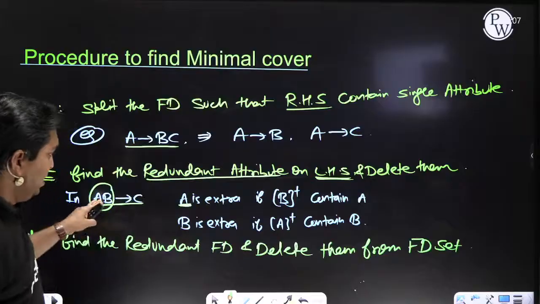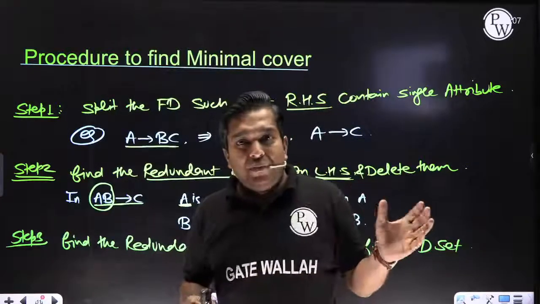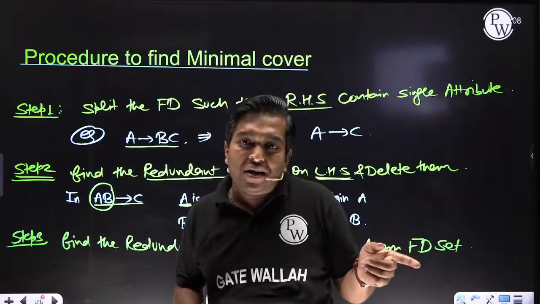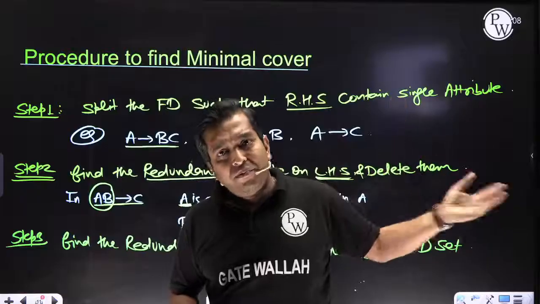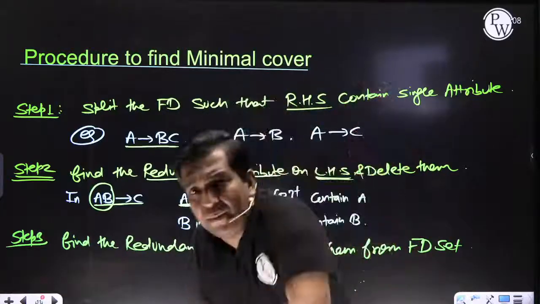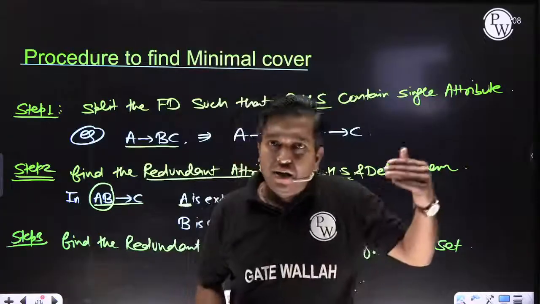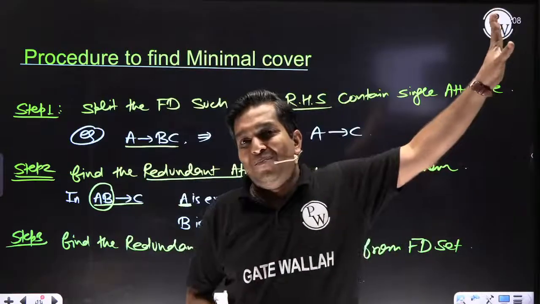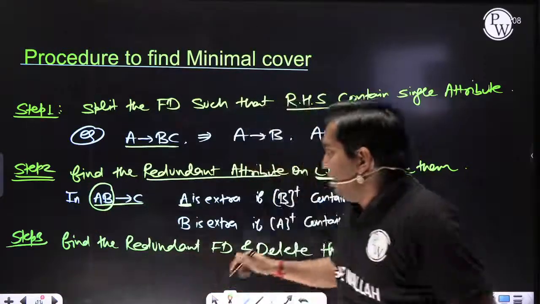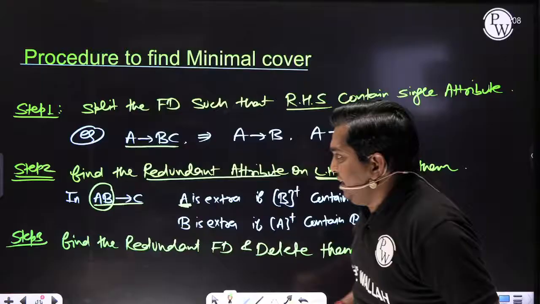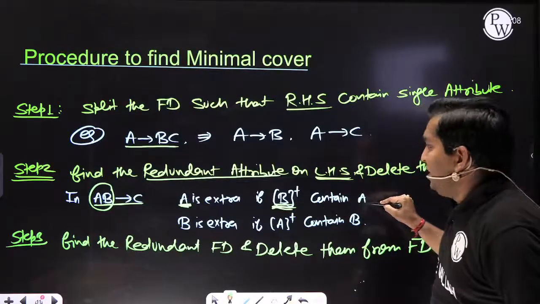Now listen here. Take Ram and Sham, two of them. When Ram is extra, whatever work is done by Ram is done by Sham. And when Sham is extra, whatever work is done by Sham is done by Ram. Like AB determines C, A is extra if B contains A.